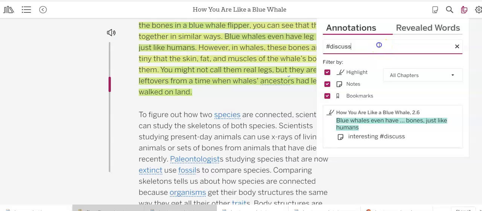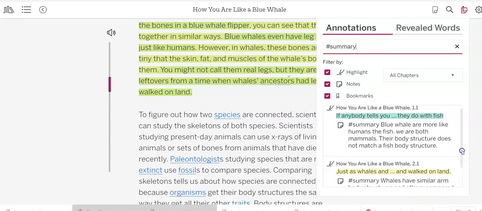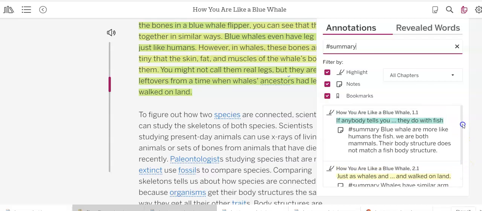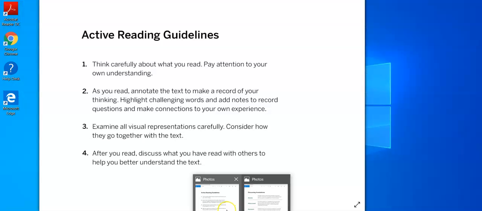All right, and then I also put hashtag summary. So now I can go through and read my summaries. If somebody says something and I don't remember that, let me go and read my summaries real quick. That way you don't have to reread the whole article. Maybe you had a question, and if you did, you could use hashtag question, and then your questions would pop up right here.